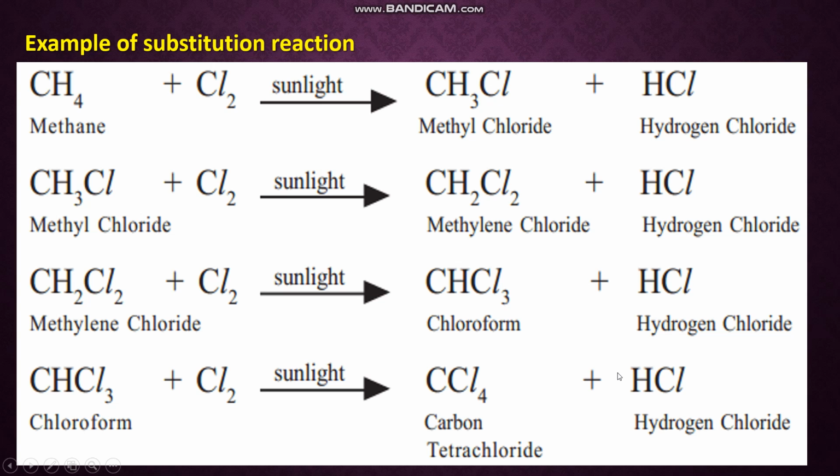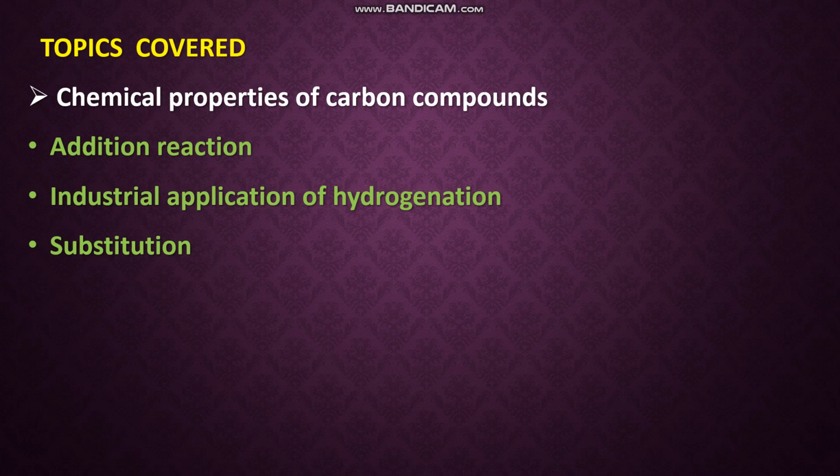So with the higher hydrocarbons, the number of products is more. So here we are getting 4 products: CH3Cl, CH2Cl2, CHCl3, CCl4. If you are using ethane, until the 6 hydrogens are replaced by the chlorine, the reaction continues. So the number of products is more if you are using higher hydrocarbons.